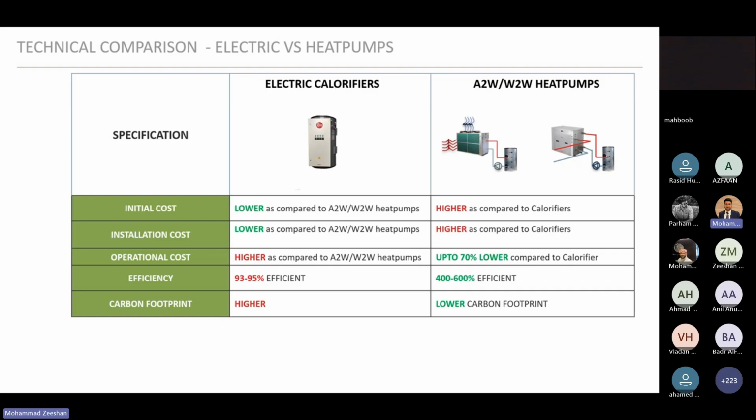In terms of efficiency, as you know, calorifiers are maximum 93 to 95% efficient if maintained well, whereas heat pumps are 400 to 600% efficient. Carbon footprint for calorifiers is higher, for heat pumps, it's lower.